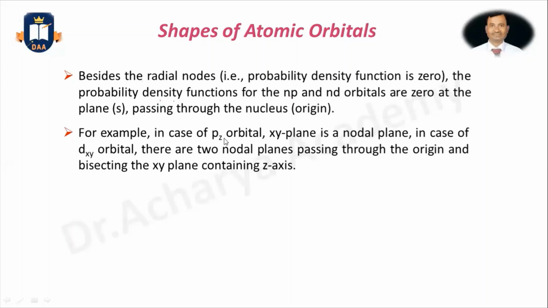For example, the pz orbital. For the pz orbital, what is the plane? The xy plane. And it is called the nodal plane. And for the dxy orbital, there are two nodal planes. One passing through the origin and bisecting the xy plane containing the z axis. We have to remember what the radial nodes are and what the probability density functions are. I already discussed this in my previous class. Please go through the previous class and understand this very clearly.